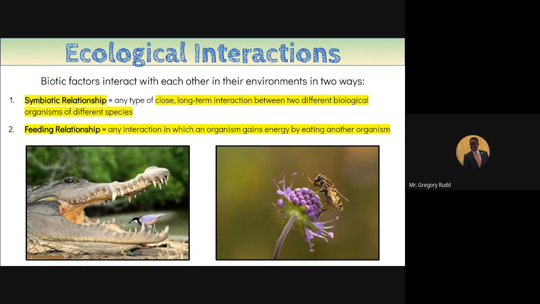So biotic factors interact with each other in their environments in two ways: symbiotic relationships and feeding relationships. Symbiotic relationships are any type of close long-term interaction between two biological organisms of different species. That's important. So we're not talking about intraspecies relationships today. These are interspecies relationships, which means two different species are involved.